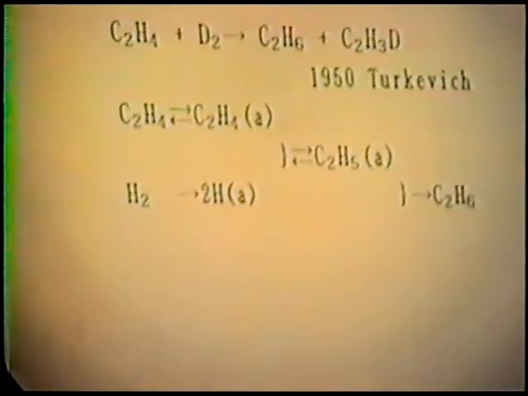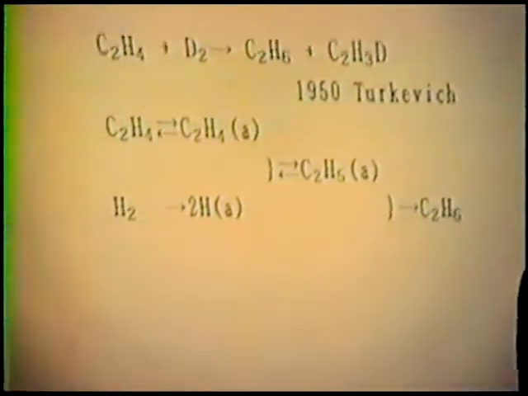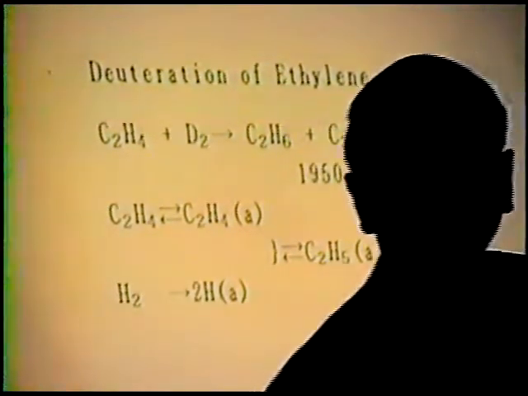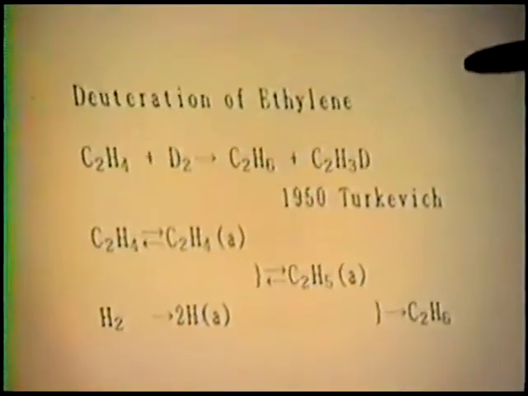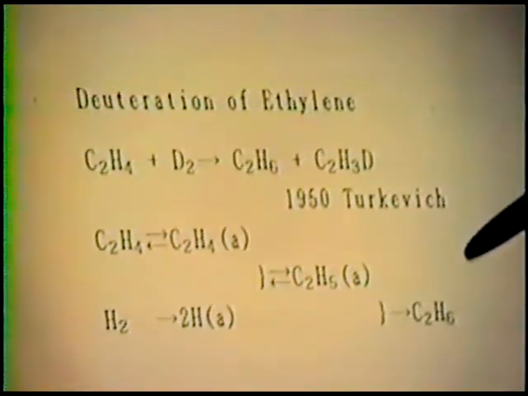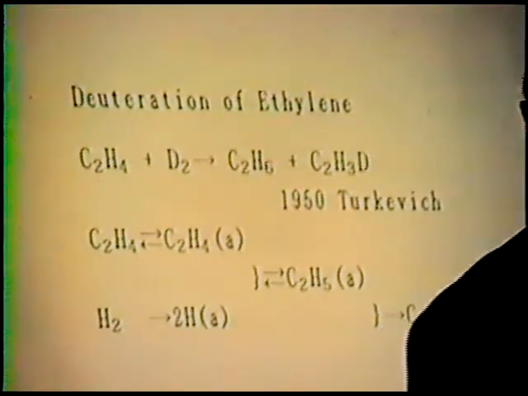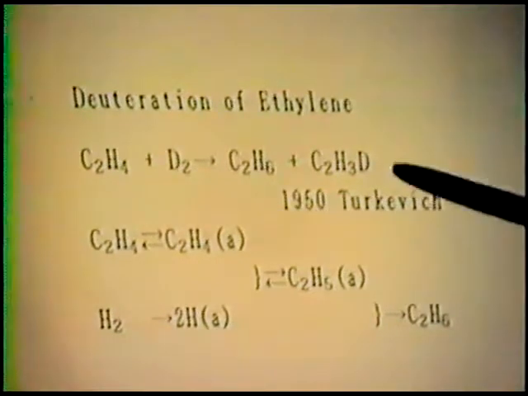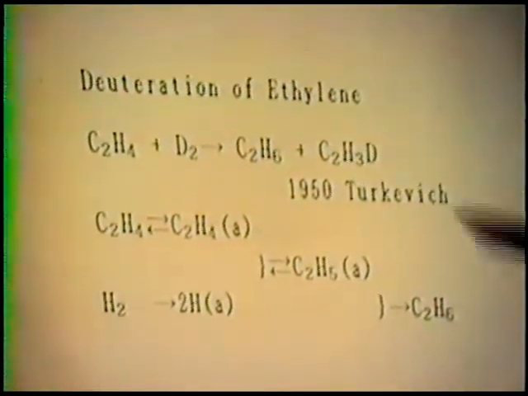Another impressive result was the deuteration of ethylene by Farkas, published in 1950. At that time, everybody expected to get ethane-d2 by the reaction of ethylene and deuterium. But unexpectedly, the first product was d0 ethane, light ethane, and C2H5D.